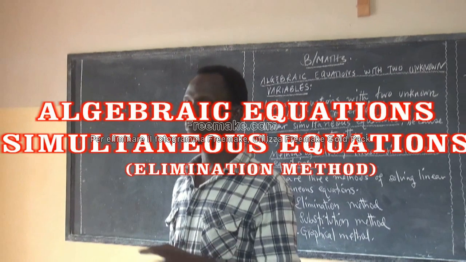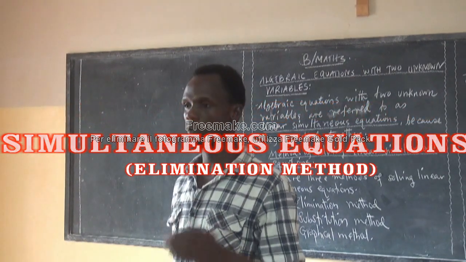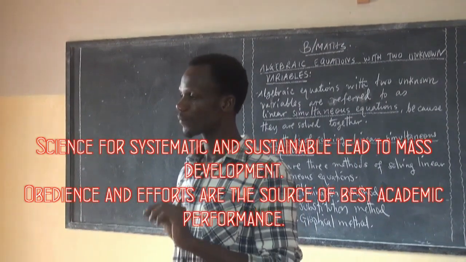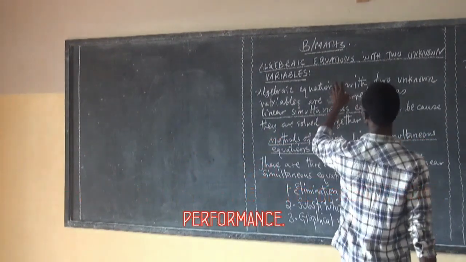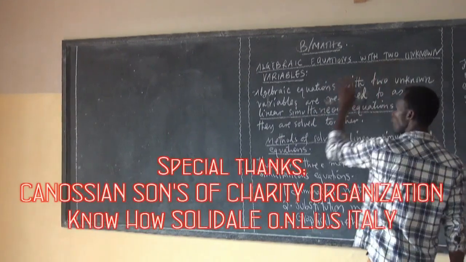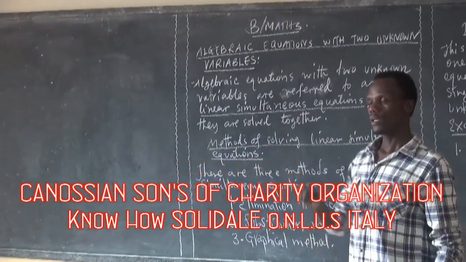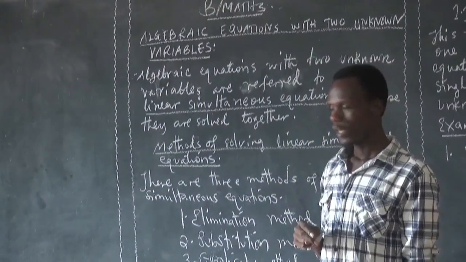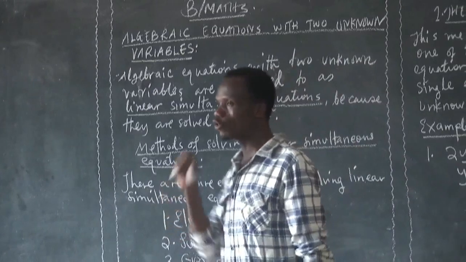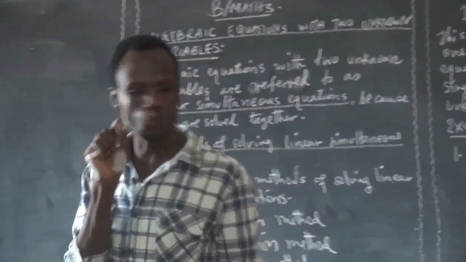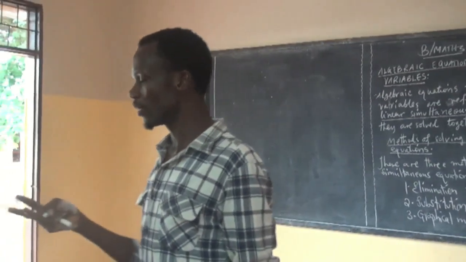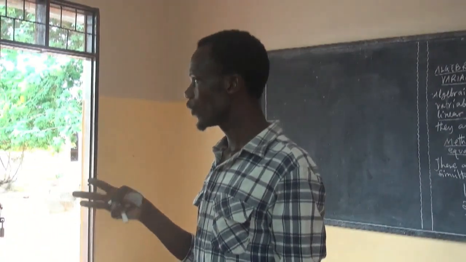Now we have discussed much about equations with a single unknown variable. Now let us talk about algebraic equations with two unknowns, meaning you have two equations with two unknowns. If there are three equations, there are three unknown variables.